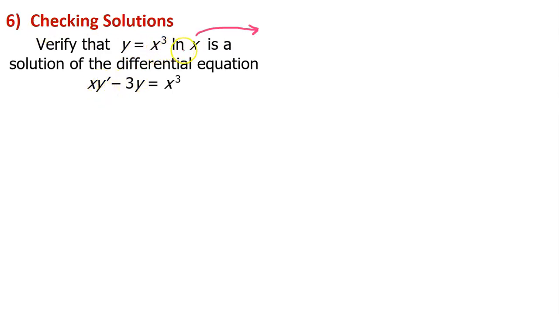This is a product, so we will have to use the product rule. Taking the derivative of the first factor, I have 3x squared. I'm going to leave the second factor alone, natural log x, and I put a plus. Second time through, I leave the first factor alone, x to the third power, and I take the derivative of the second factor, which is 1 over x. So this is y prime.